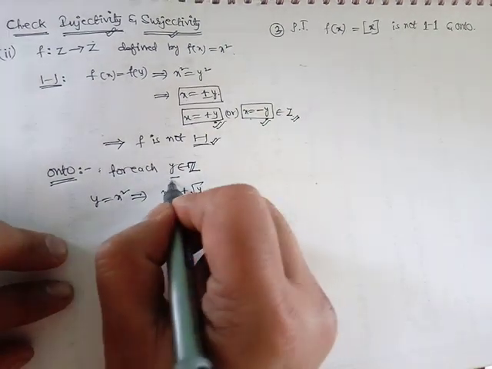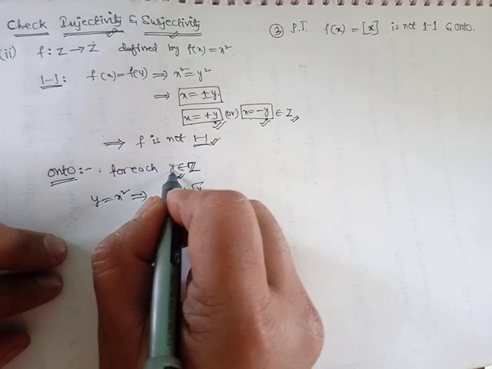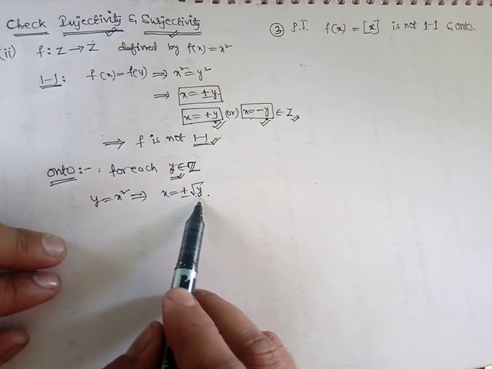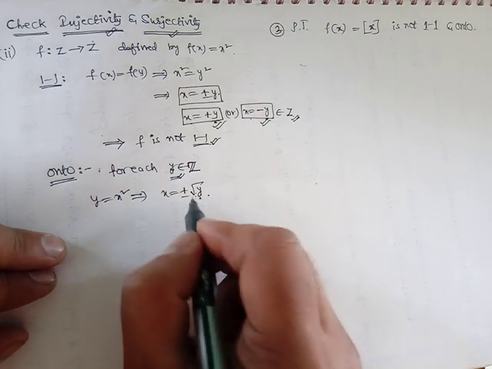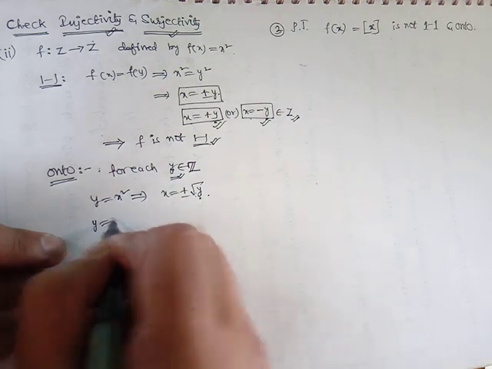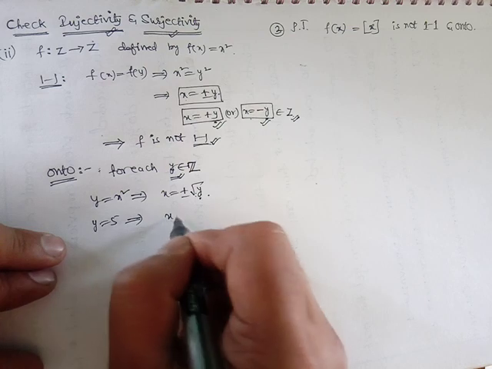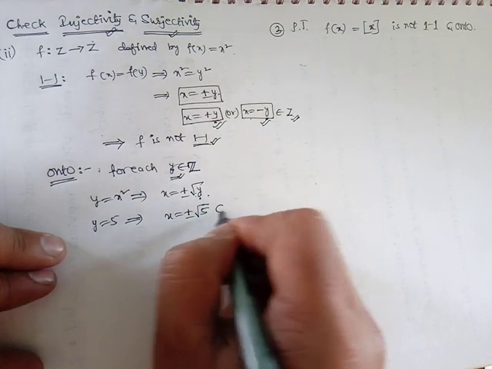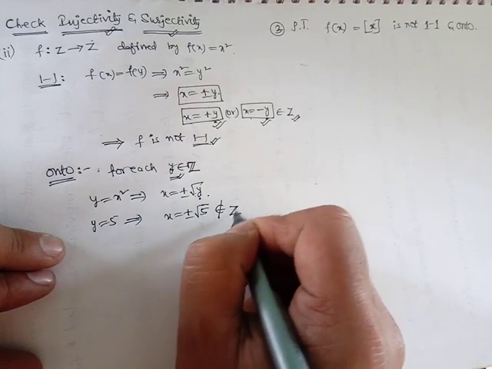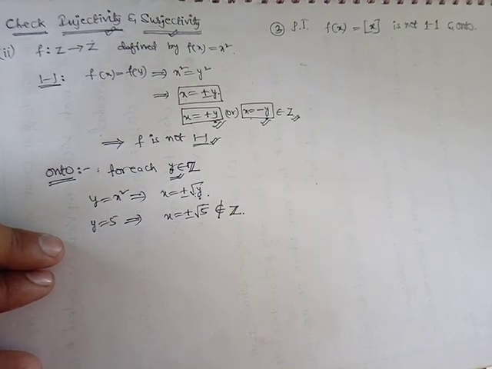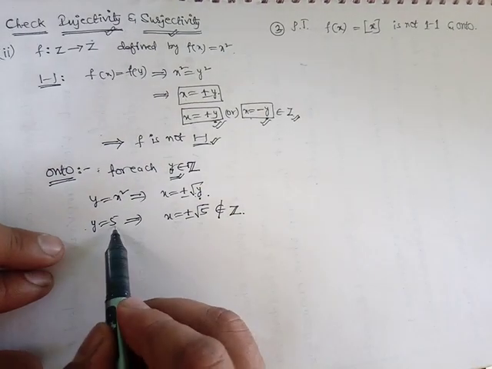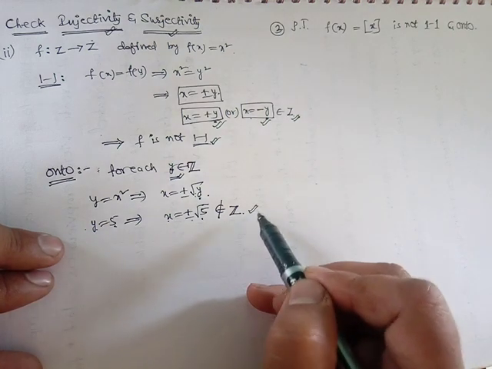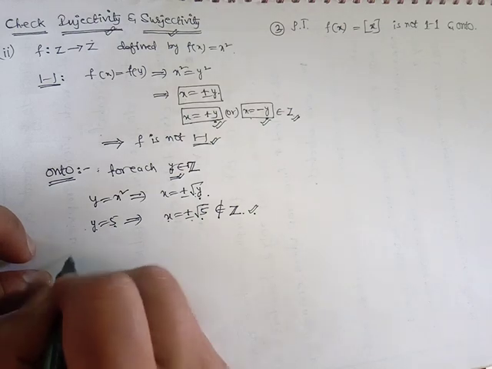Then for each y belongs to Z, if y is a perfect square, then you will get plus or minus square root of y. Then if y = 5, then what about x? x = plus or minus square root of 5, which does not belong to integers. So if y is taken as 5, then x = plus or minus root 5 does not belong to integers.